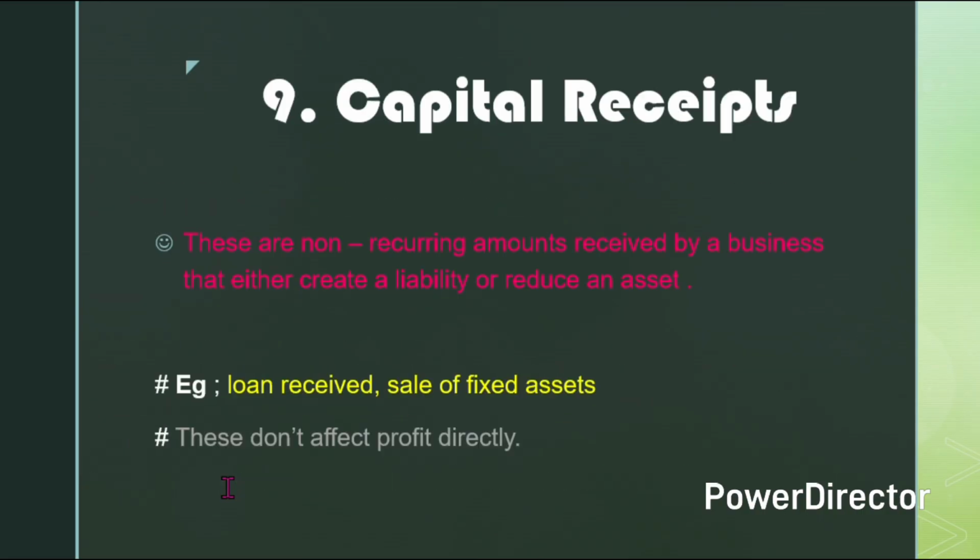Next we have capital receipt. Capital receipts are non-recurring amounts that a business receives. These are not regular incomes, but they either create a liability, like a loan, or reduce an asset, like when fixed assets are sold. So, for example, loan received is an example of creating a liability, and sale of fixed asset is reducing an asset. They don't affect profit directly, but they are more related to the capital or structure of the business.